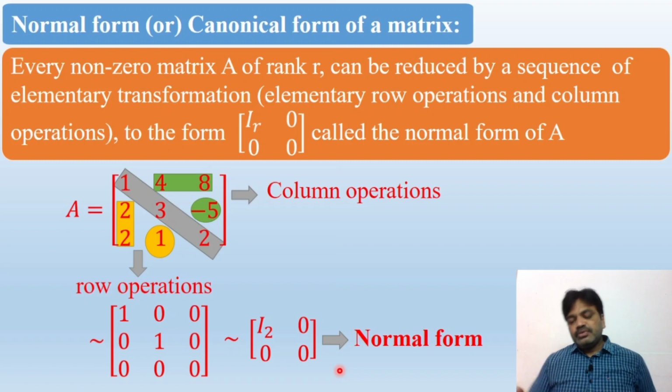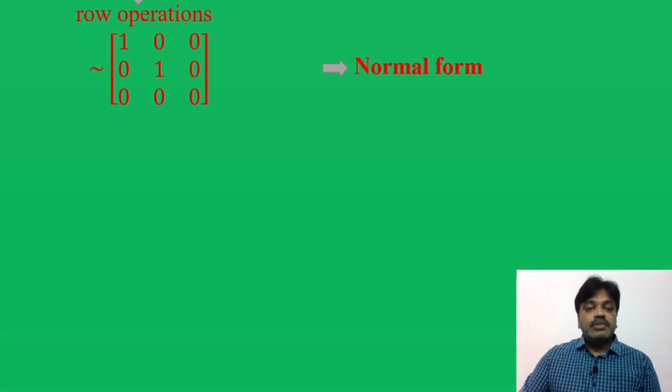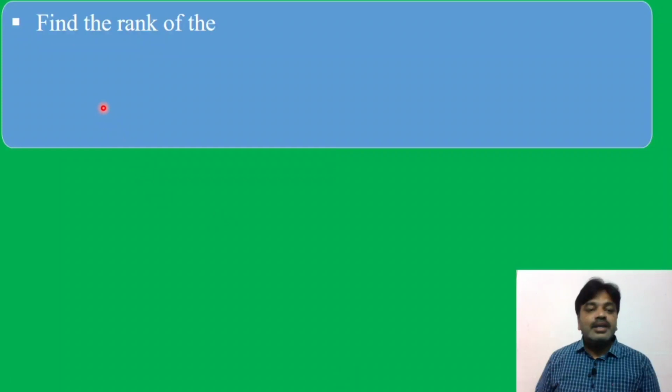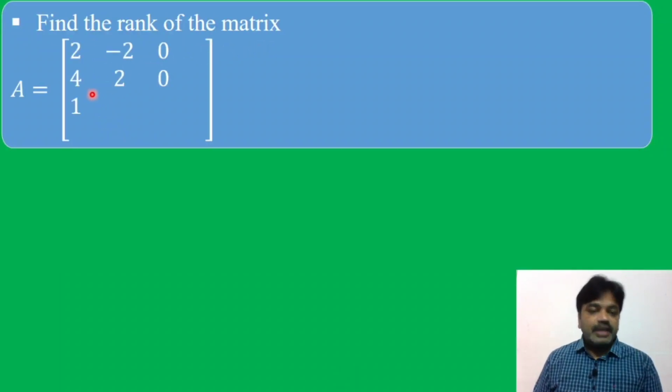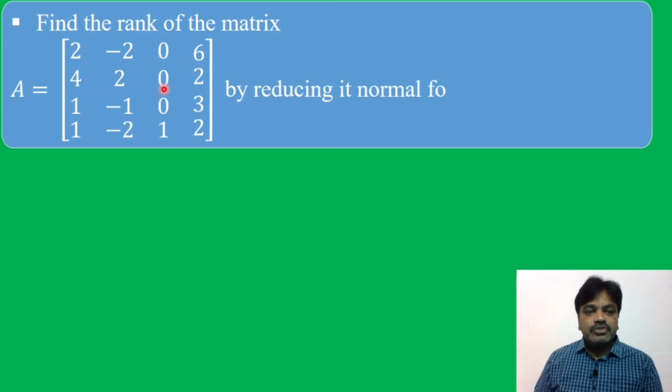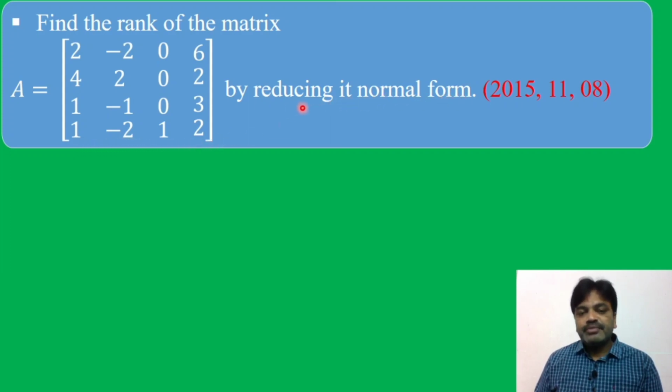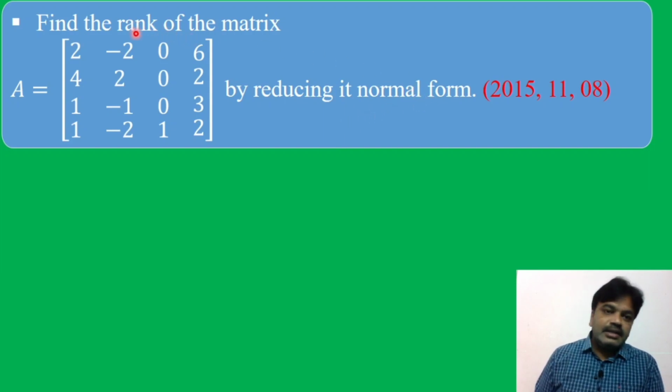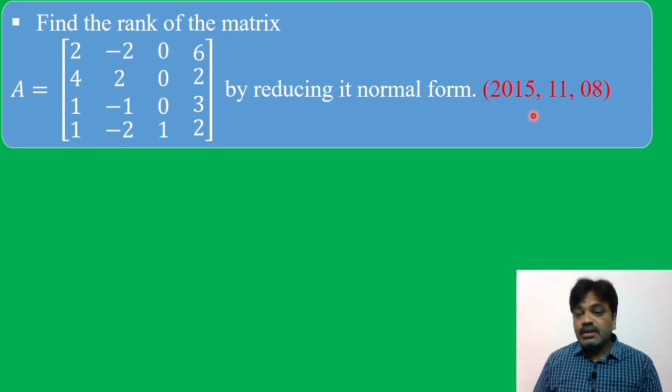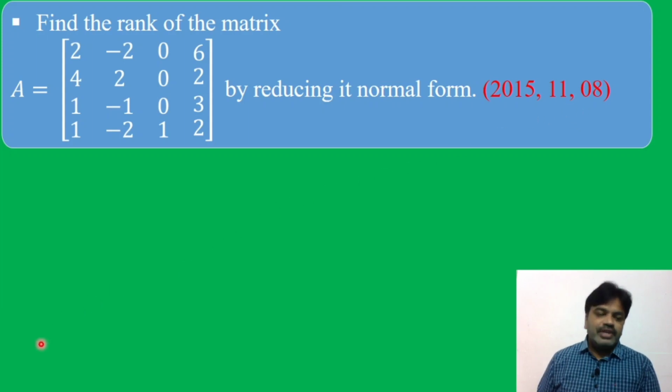Now let us see one problem on normal form. Find the rank of the matrix A that is equal to [2, -2, 0, 6; 4, 2, 0, 2; 1, -1, 0, 3; 1, -2, 1, 2] by reducing it to normal form. That means we first find the normal form and then the rank of the matrix. This is a 2015 previous year question, a very important problem. Let us see the solution.